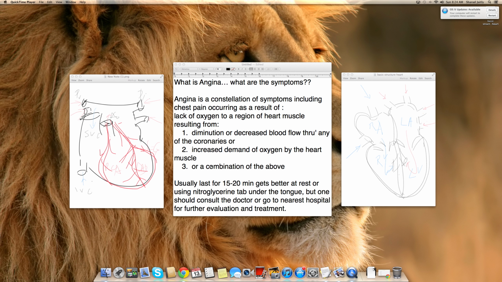Usually the chest pain is in the middle of the chest near the breastbone or right underneath. It can radiate to the jaw, the arms, etc. But it lasts normally 15 to 20 minutes and gets better at rest.